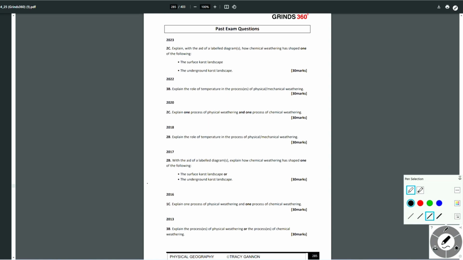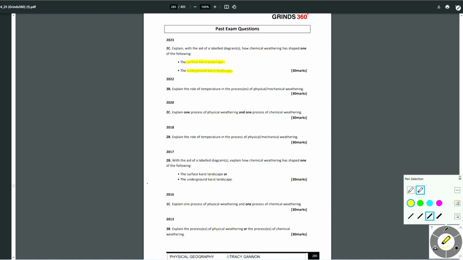So let's take a couple of them and let's look at what the examiner has been asking. So let's start off with this 2023 question. The examiner says, examine with the aid of a labelled diagram or diagrams how chemical weathering has shaped one of the following: our surface karst landscape or our underground karst landscape.